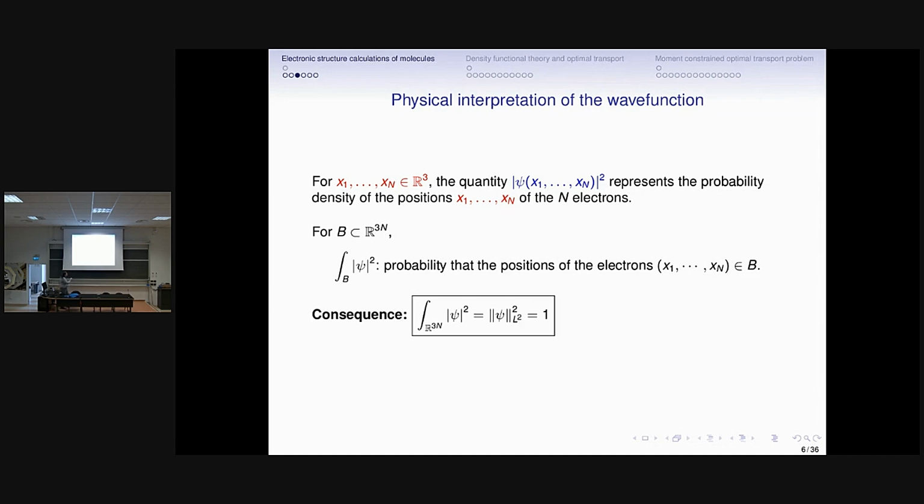And so, in consequence, you also have this normalization condition: if you integrate the modulus squared of the wave function over the whole space R^3n, you get 1, because you have probability 1 of finding the electrons somewhere in R^3n.